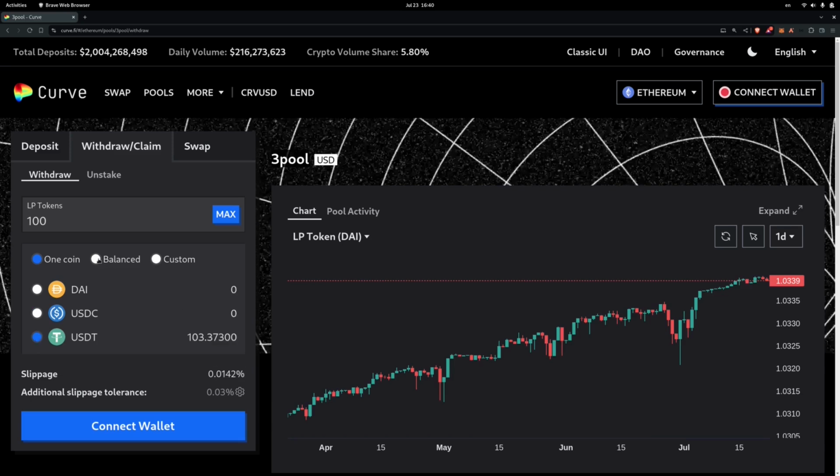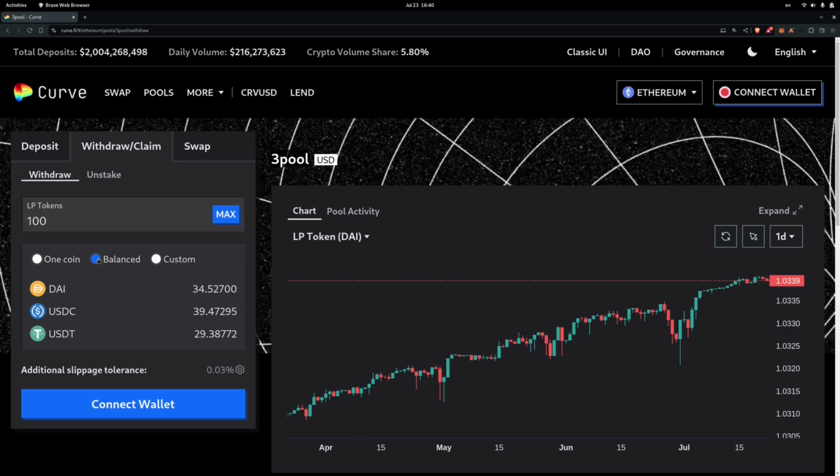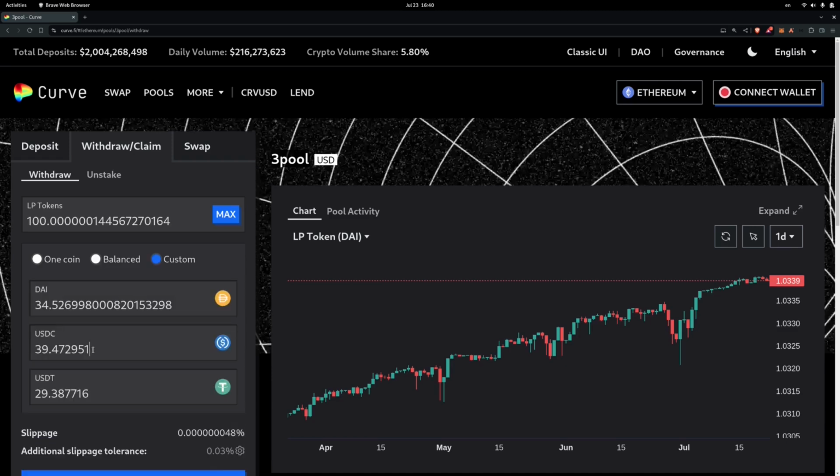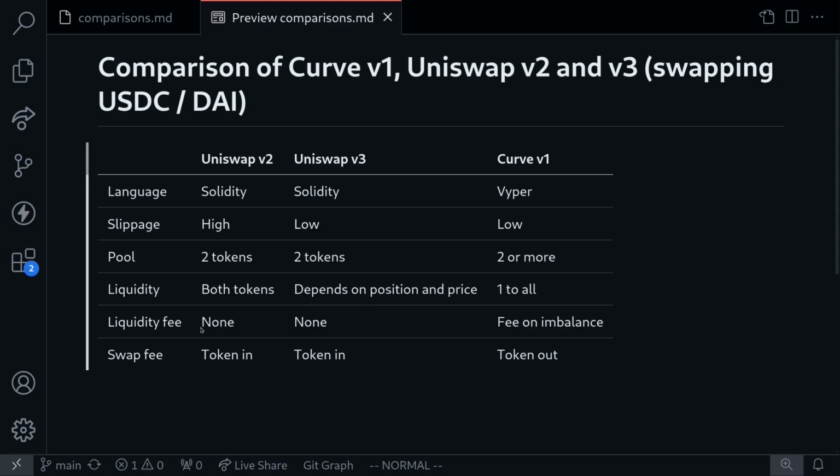We can also withdraw all of the tokens in a balanced way, or we can specify how we want to withdraw the tokens. For example, maybe we only want DAI and USDT and not USDC. On Uniswap V2 and V3, there is no fee that is charged when we add or remove liquidity. However, in Curve V1, we can both add and remove liquidity in a way that results in the pool's balance being imbalanced. For example, if we had 100 USDC, 100 DAI, and 100 USDT in a Curve pool, and we decided to withdraw all of our liquidity in DAI, then the balance of the tokens after removing liquidity will be imbalanced. In this case, Curve will charge a fee on imbalance.